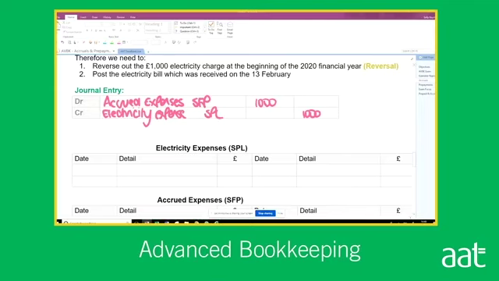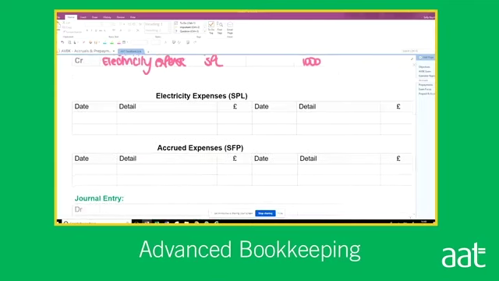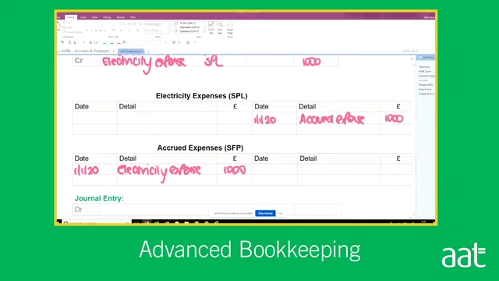Okay, so if I'm going to post this into the relevant nominal ledgers, what we can see here is all going to be happening on the 1st of January 2020. So this is going to be my accrued expense for 1,000, and then 1st of January, so remember dates, examiner's report, we've got the electricity expense, we've got 1,000. Okay, so there we go, we've dealt with that.